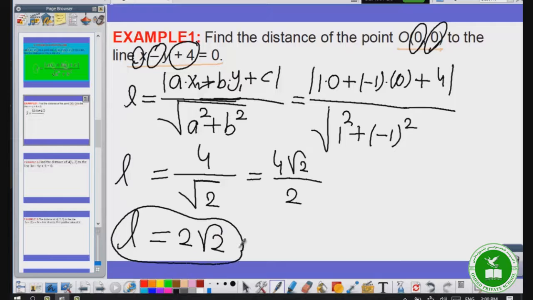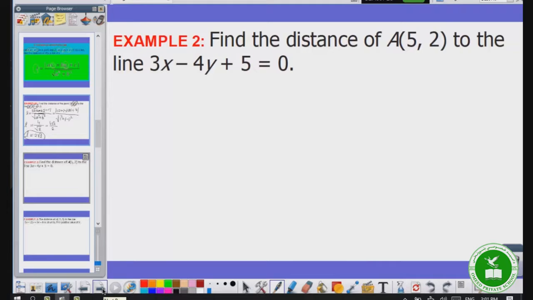This is how we calculate the distance between a point and a line. Okay, let's see some more examples. Example number 2. Find the distance of point A to the line 3x minus 4y plus 5 equal to 0. You see, the coordinate of point A is given here, and the equation of the line is also given here. Now we calculate the distance between point A and this line.